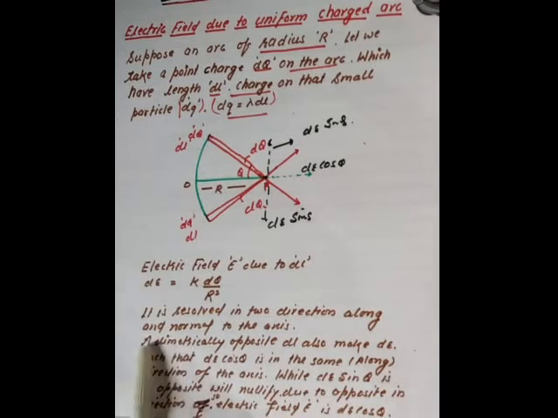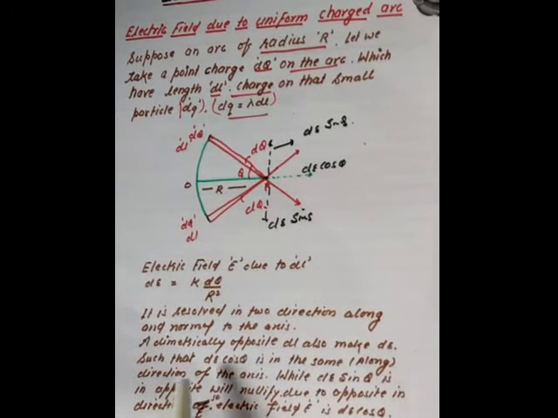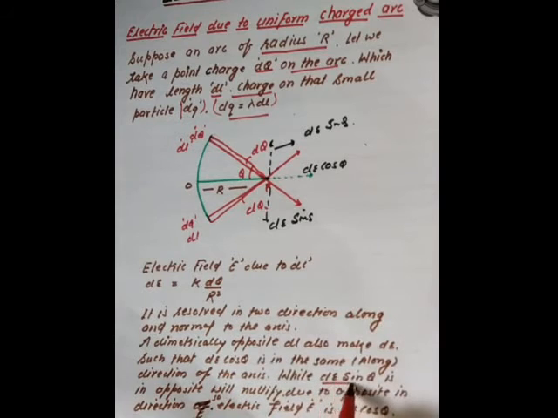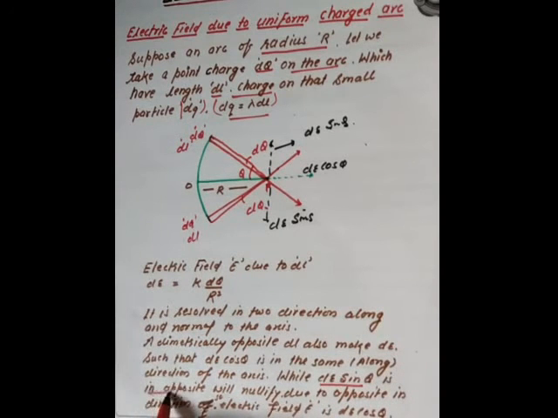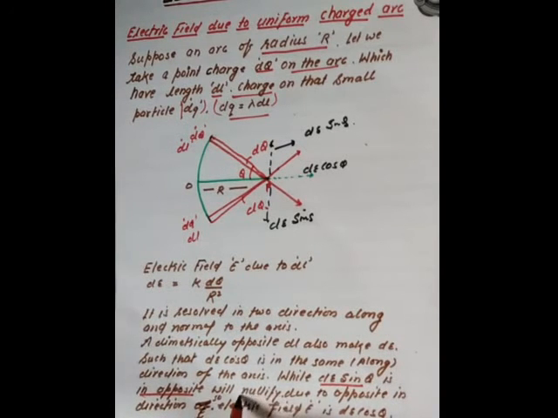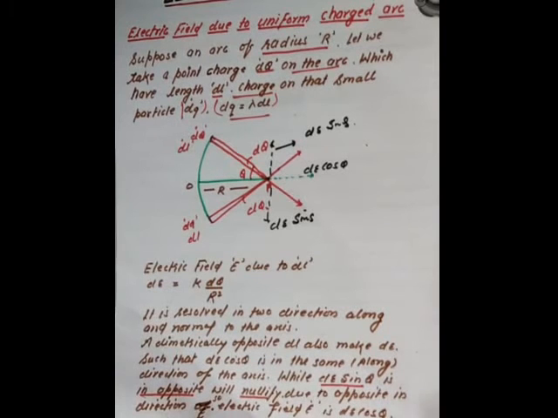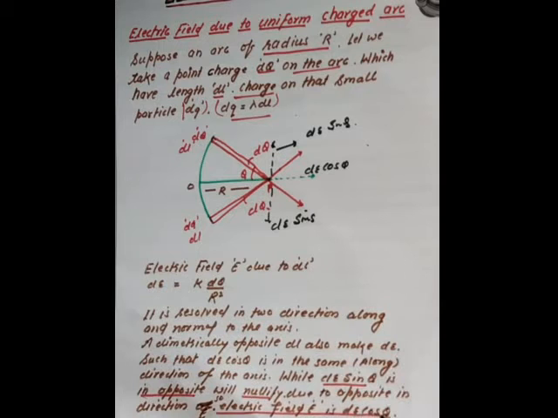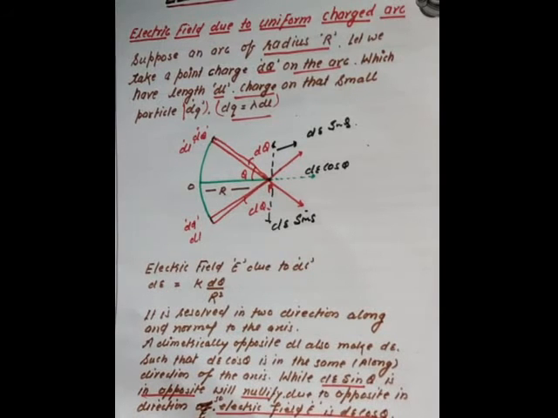Okay, the diametrically opposite dl also makes dE such that dE cos theta is in the same direction of the axis, while dE sin theta is in the opposite direction, so it will nullify. So the electric field is dE cos theta.